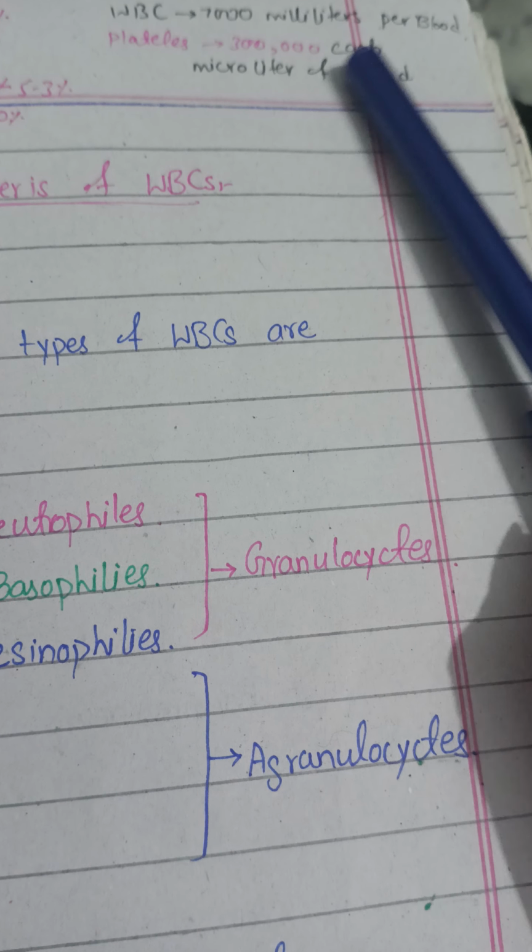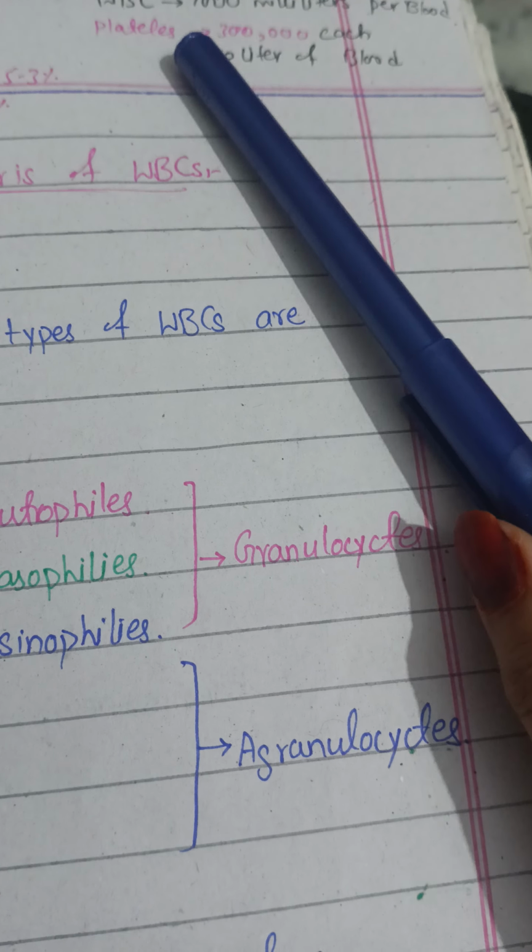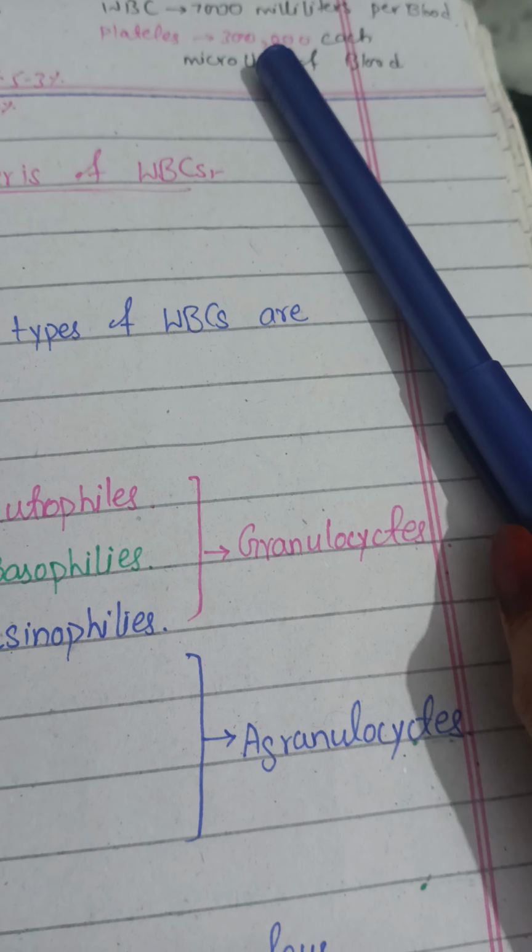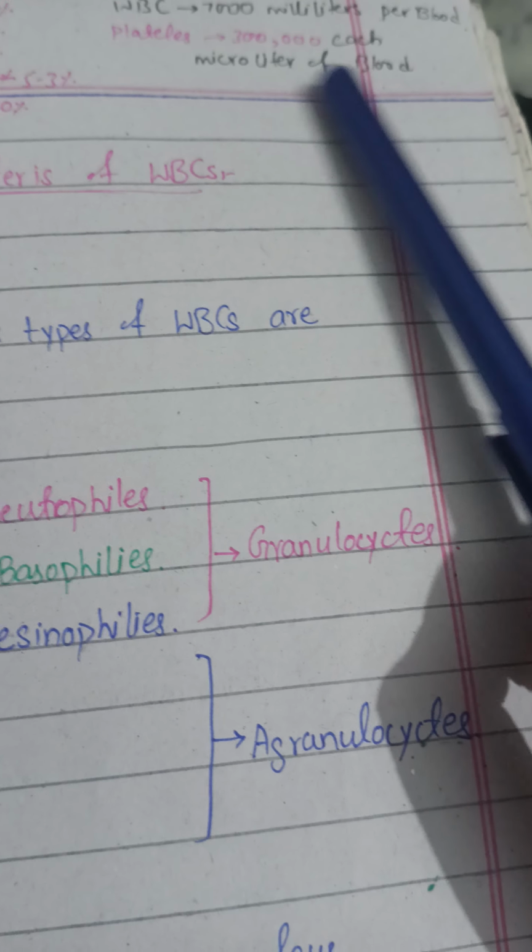Now the red blood cells, white blood cells are 7,000 per microliter of blood, and the platelet number is 30 thousand in each microliter of our blood.